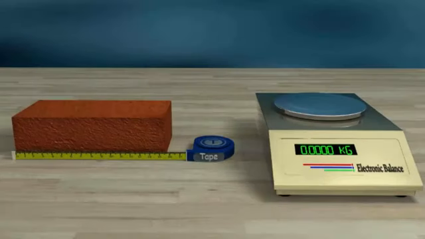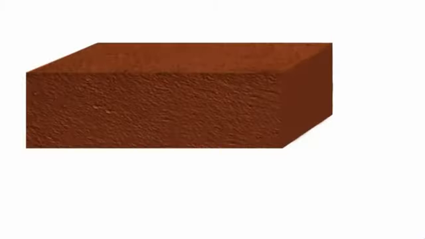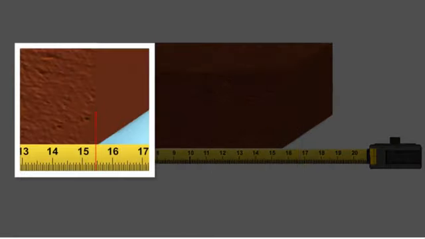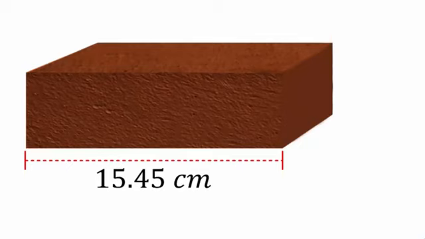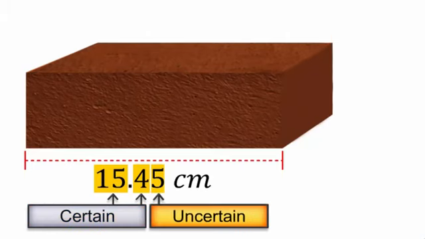Whenever we measure the length or weight of an object, we note the measurement in the form of numbers. Here's a brick. Let's measure its length. Observe that the length is between 15.4 centimeters and 15.5 centimeters. Since we are not sure, we can say that the length is approximately 15.45 centimeters. In this measurement, 1 and 5 in the whole part and 4 in the decimal part are certain, while the 5 in the decimal part is uncertain. This 5 is uncertain because this is an approximate value.